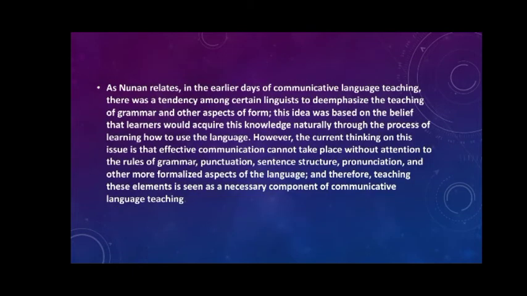As Noonan relates, in the early days of communicative language teaching, there was a tendency among certain linguists to de-emphasize the teaching of grammar and other aspects of form. This idea was based on the belief that learners would acquire this knowledge naturally through the process of learning how to use the language. However, the current thinking on this issue is that effective communication cannot take place without attention to the rules of grammar, punctuation, sentence structure, pronunciation, and other more formalized aspects of the language, and therefore, teaching these elements is seen as a necessary component of communicative language teaching.